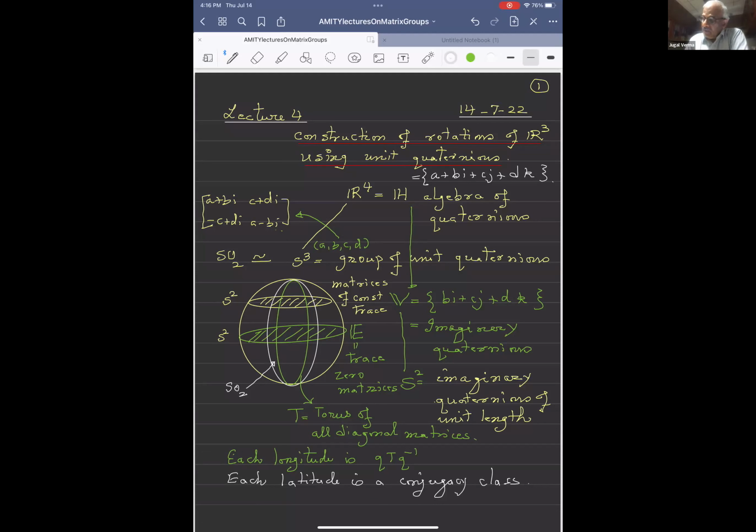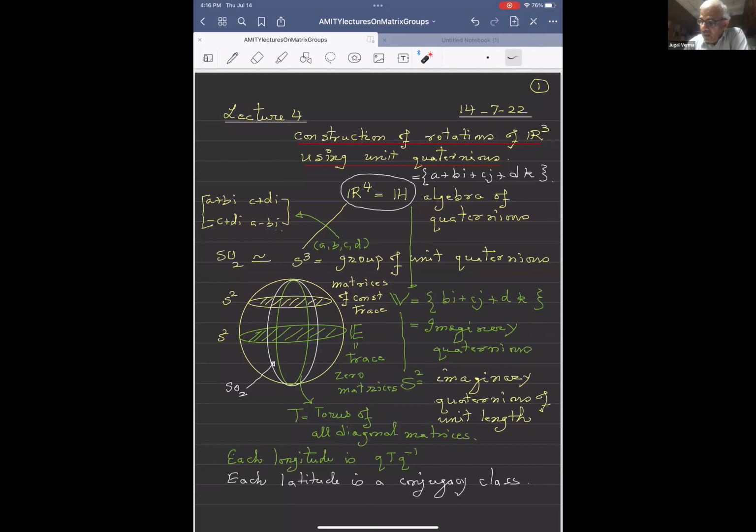So I want to explain various components of this picture and then start working towards them. The space we are working on is this 4-dimensional space. And this 4-dimensional vector space is now being given the structure of a ring using multiplication of i, j, k.